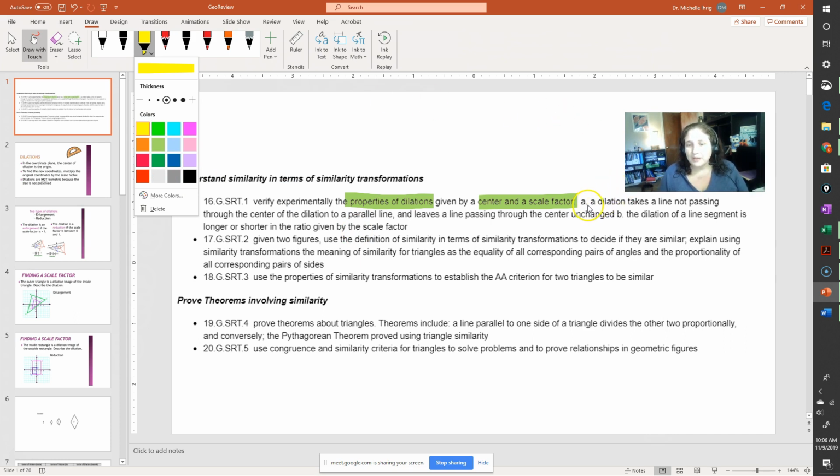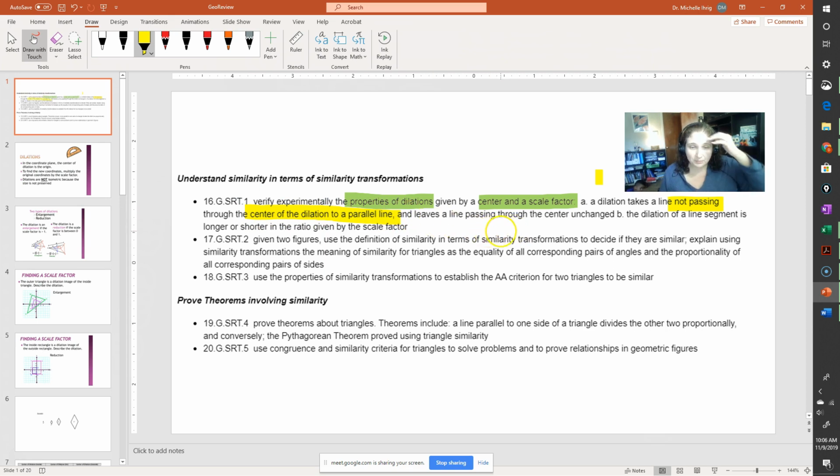So some things to know: a dilation takes a line not passing through the center and creates a parallel line, and leaves the line passing through the center unchanged. Second, a dilation of a line segment is longer or shorter given the scale factor. But the main thing is that whenever you dilate things, you're creating parallel lines. So if my hand is dilated, these lines are parallel. It always creates parallel lines.